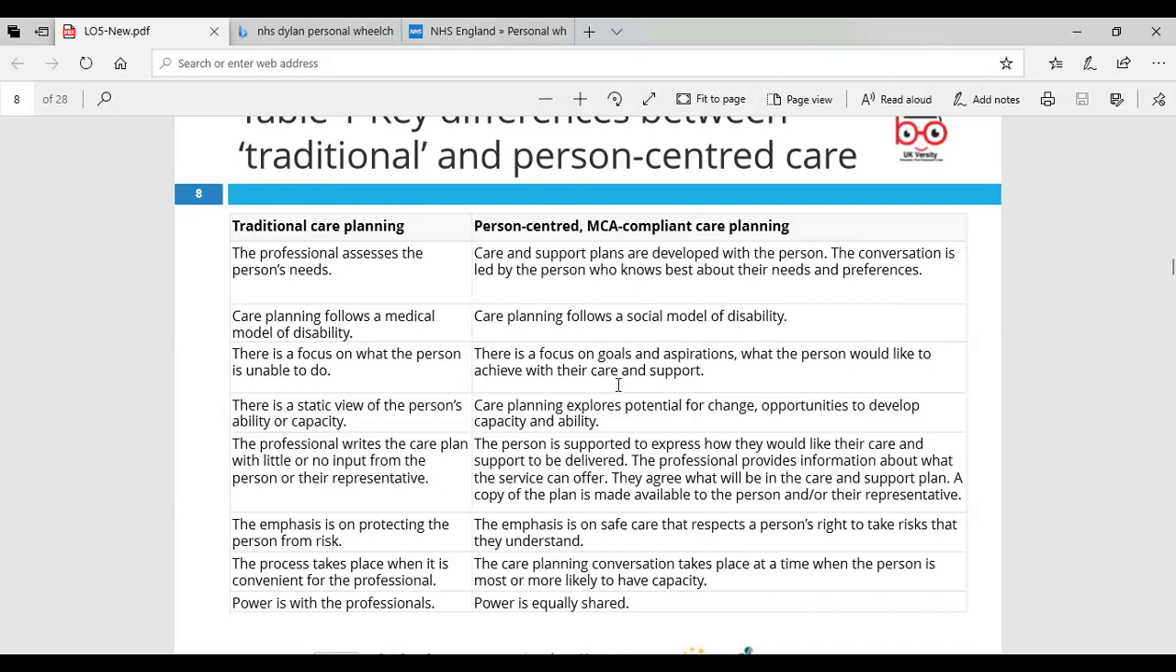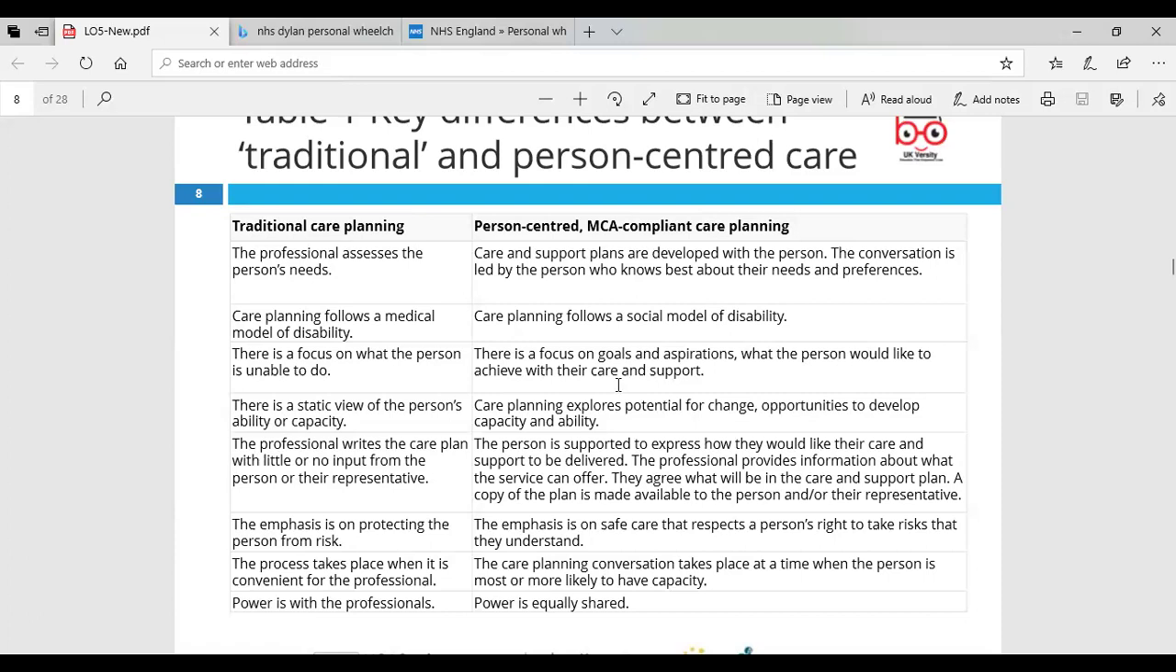Initially, there was a static view of the person's ability or capability. Now, care planning explores potential for changes, opportunities to develop capacity and ability. Initially, the professional was the one again to write care plans. They had no say, the person who was taking the plan or anyone who was representing them.